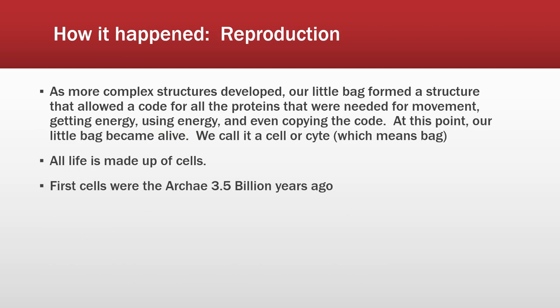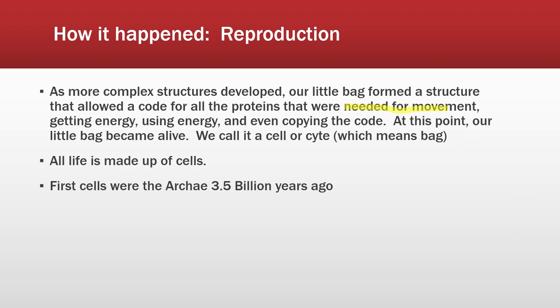Now, once we have that, we also need to make more complex structures. And one of the things that actually happened is we started making proteins that could cause movement. Now, for you to be considered alive, you need to be able to move. You have to actually be able to react to stimuli. You actually can use this movement to try to gain energy by eating it. And that's what you're going to break apart. So you're going to actually move to get energy and use that energy. But you also need to copy a code that allows you to make these proteins. And copy the code so you can reproduce.